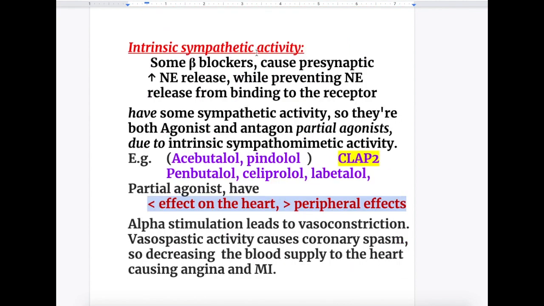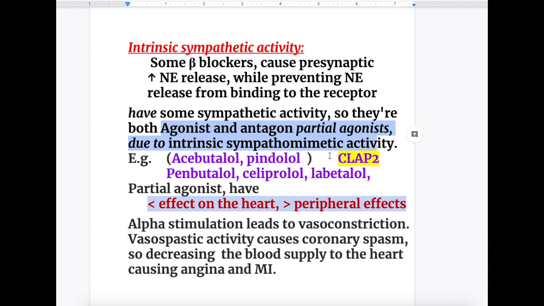Now, intrinsic sympathetic activity, what is that and how does it work? Some beta blockers cause presynaptic increased norepinephrine release while preventing norepinephrine from binding to the receptors. So they have some sympathetic activity. They are both agonist and antagonist due to intrinsic sympathomimetic activity.